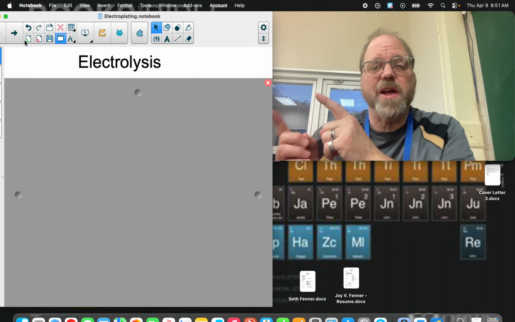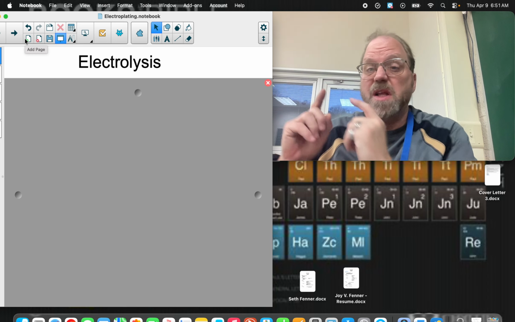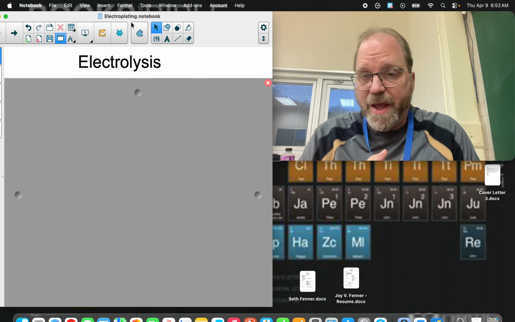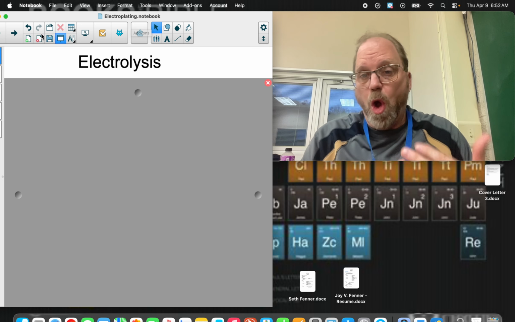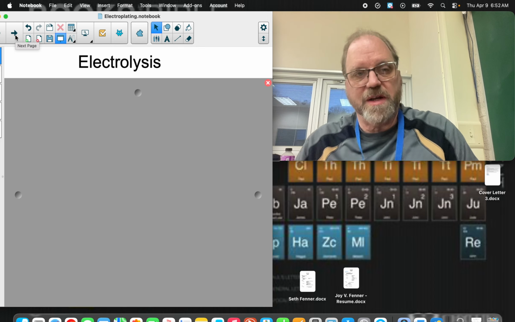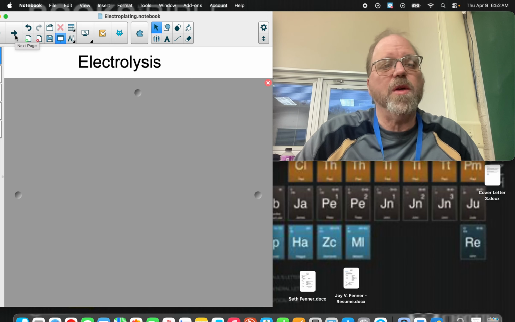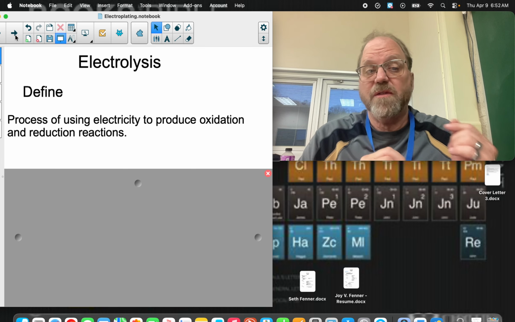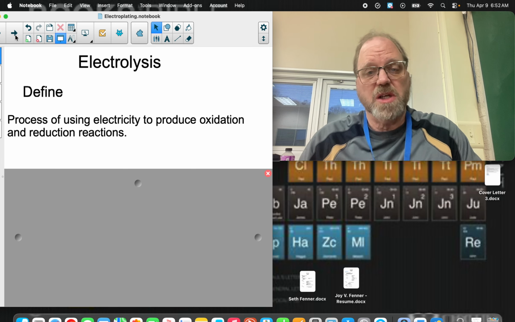We're going to look at electrolysis, and specifically, you see up there it says electroplating. We're going to figure out how much material we can electroplate in a given amount of time, or how long it takes to plate out a specific amount. Now, reminder again, quick definition. Electrolysis, again, is defined as a process of using electricity to produce oxidation reduction reactions.